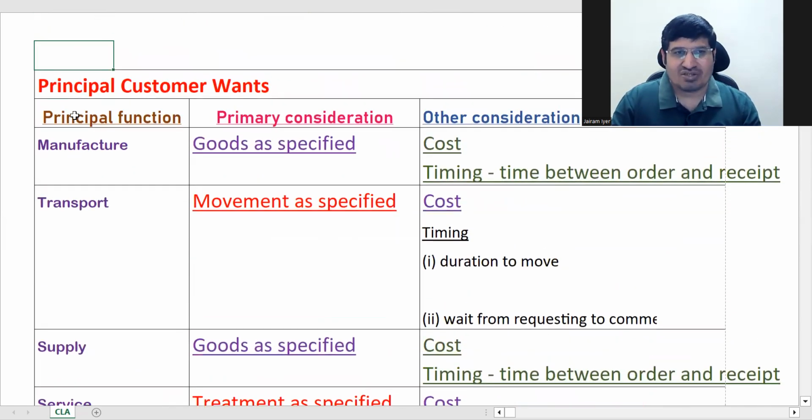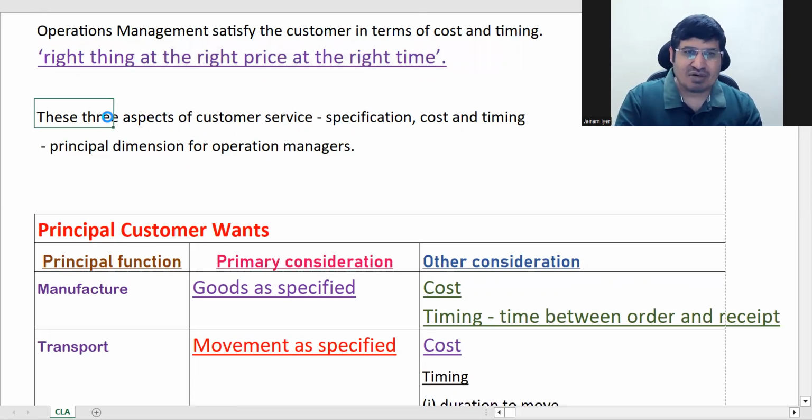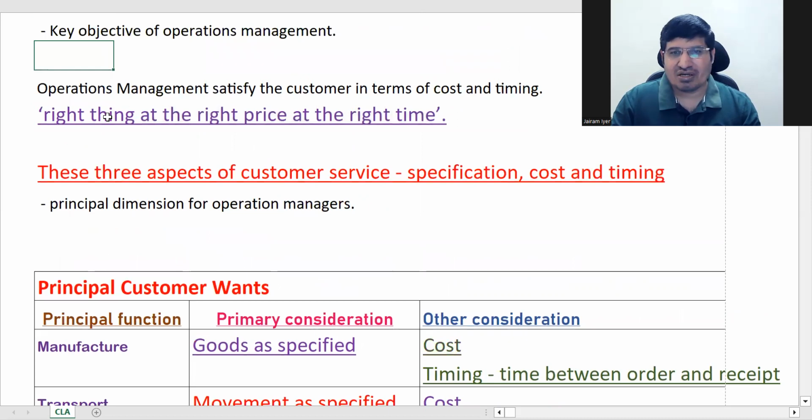And these four are based on what? Based on right thing at right price at right time, which is nothing but specification, cost and time. Okay, nothing but specification, cost and time.